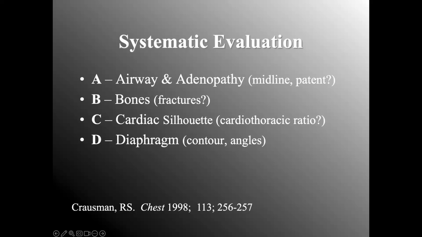The D in the ABCDs, diaphragm. We're looking at not only whether it is smooth, rounded, and domed, but also whether the right is slightly elevated above the left, which is to be expected given the anatomical position of the liver. But do we have the costophrenic sulcus, or the angle as it's also known? Is it patent? Is it sharp?